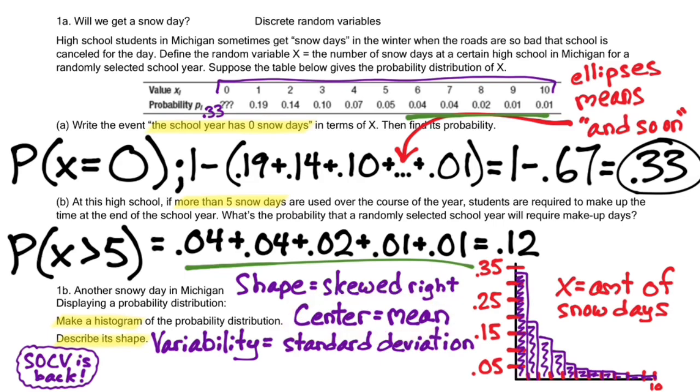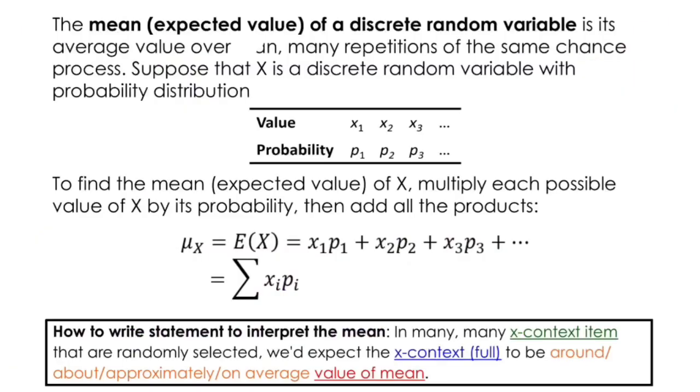Regarding the variability, when you describe its shape, the standard deviation is what we will be examining in this chapter. So if you remember from earlier on in the year, SOCV, that's just a way to help organize your thoughts when you are describing the shape of a distribution. What is the shape, the center, and the variability, and include the context as well. Let's go ahead and look at another problem.